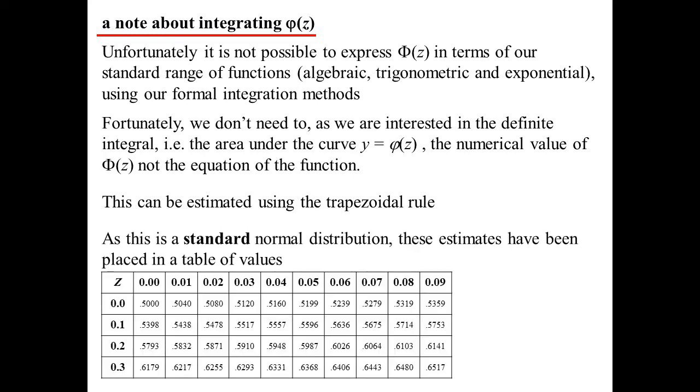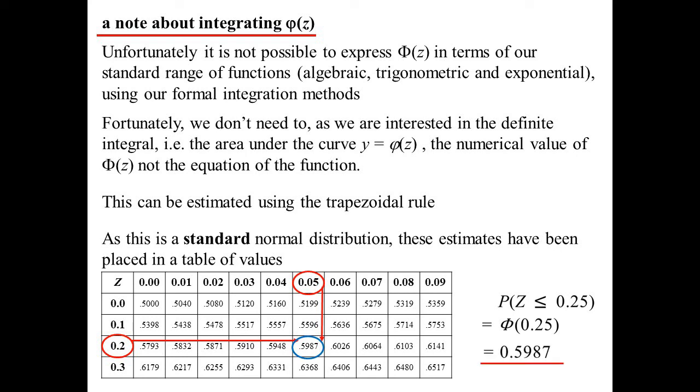There's a very cut down, small version of the table. If I wanted to work out the probability of Z less than or equal to 0.25, or another way of saying it, our function phi of 0.25, I go over to my table, find 0.2, then go along to 0.05 where they intersect. 0.5987 would be the probability. So using the table, here are some rules that help us manipulate. There's the first one: probability of Z less than or equal to z.